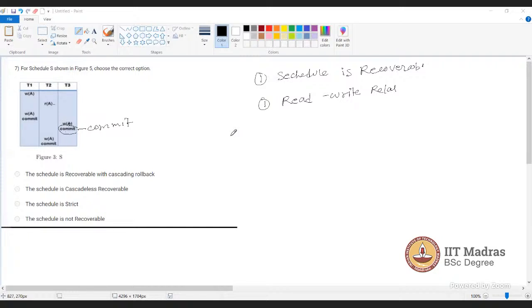You can see this commit statement is after W(A) in T1. After the commit statement is there, then it does not read the value that is written by A. It sees the original value because the commit statement changed the database value, right? Yes, sir. So then it is cascadeless recoverable. Okay, sir. So if at least one transaction rolls back, we can say that it is cascading rollback. Okay, sir. Thank you.